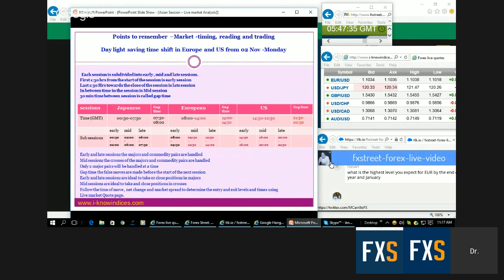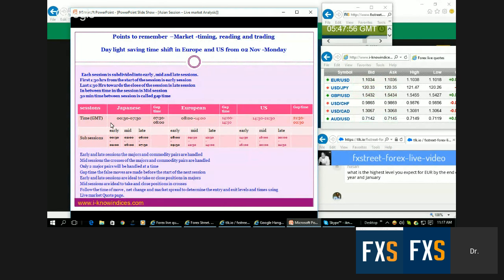Now, from today onwards, as far as the trading days are concerned, from yesterday the daylight saving system has stopped or shifted in the case of the US also. So in Europe as well as the US, the daylight saving time is shifted. So normal standard time is going to be used.